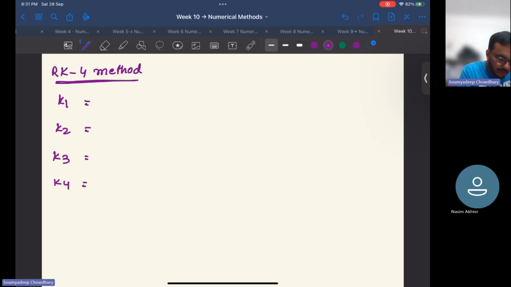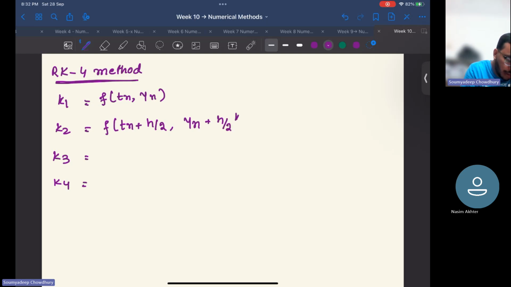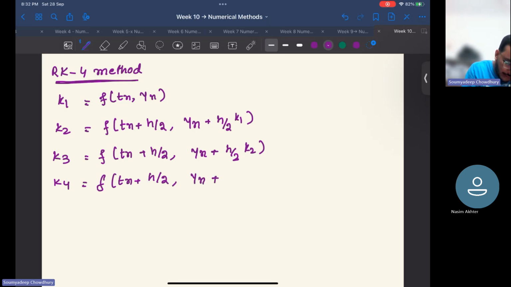K1 is always the slope at Tn, Yn. K2 is the slope at Tn plus H by 2 and Yn plus H by 2 K1. K3 is the slope at Tn plus H by 2, Yn plus H by 2 K2. For K4, the x coordinate is Tn plus H, and y is Yn plus HK3.